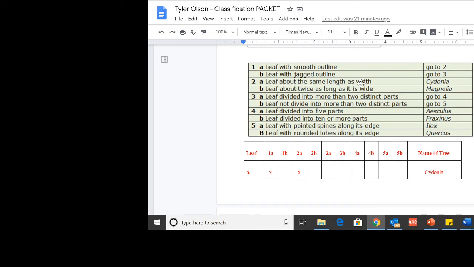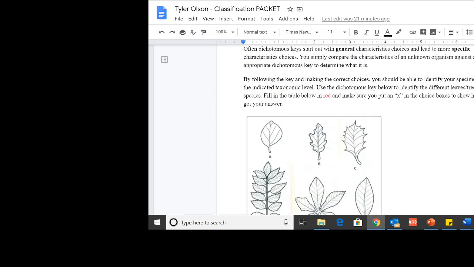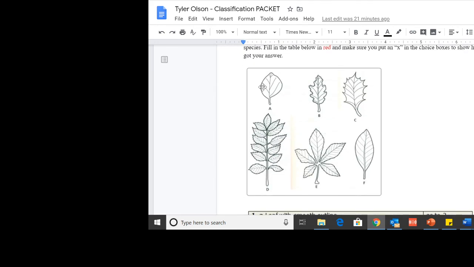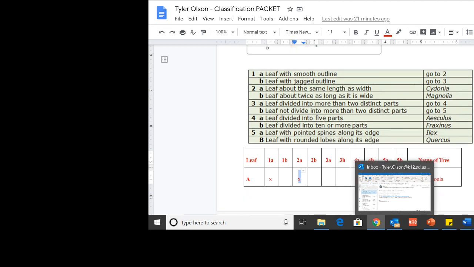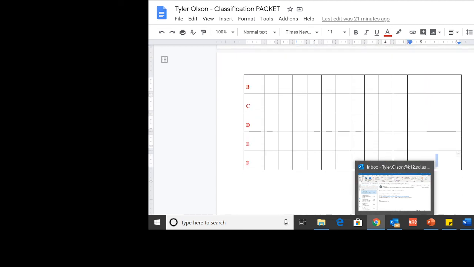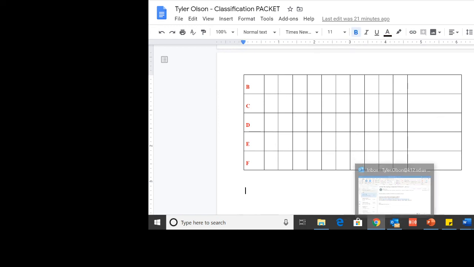Leaf about the same length as width. As we look, the leaf is about the same length as width. I would say so, it's pretty similar. Down here, obviously it's not. It's much taller than it is wide. So I would say this is about the same width and length, so 2A is our choice, and that's it. So Sidonia is what we have here. We wrote that in here, but we also put a little X in 2A saying those were our choices.